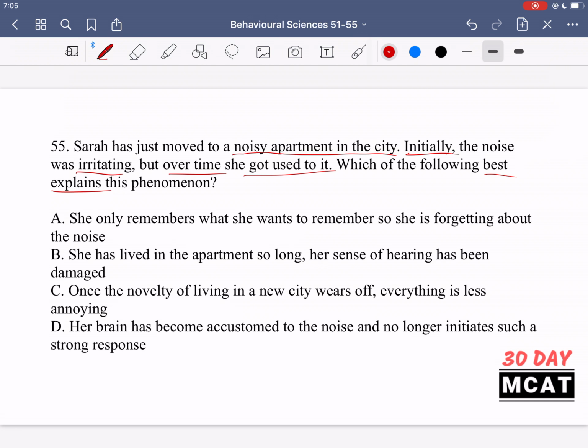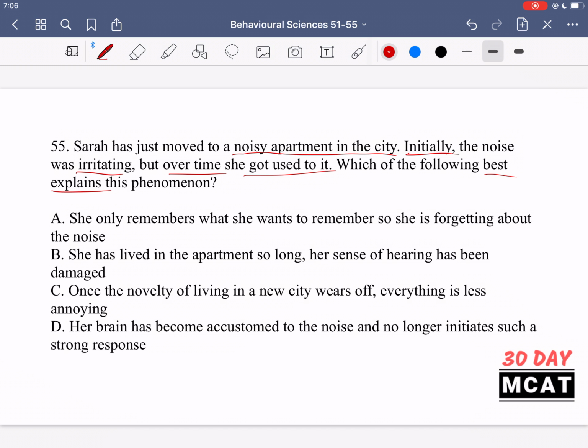The simplest example is when you put a shirt on in the morning, you feel it because you just got out of the shower and you weren't wearing a shirt before, but then afterwards your brain ignores it because it's not important to feel the shirt that you're wearing. There's so many other more important things. So that's an example of habituation. That's what's going on here. We're looking for that type of answer.